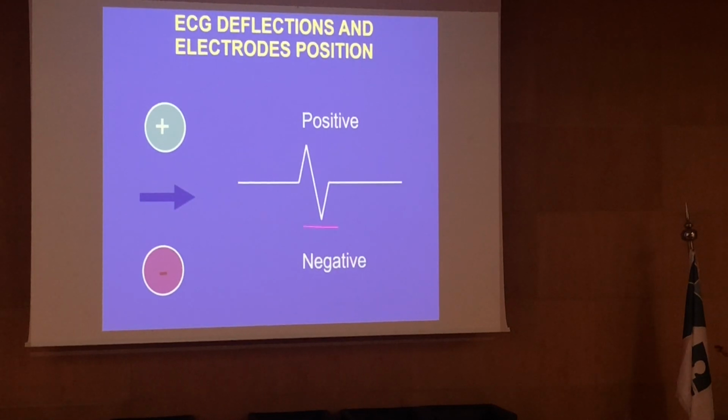What if it's perpendicular? The wave of depolarization is moving this way. So it comes to the positive electrode, there is positive activity. It also comes to the negative electrode, we have negative. And if it is really perpendicular, that positive and negative will be equal and they will cancel each other as if there is no activity.